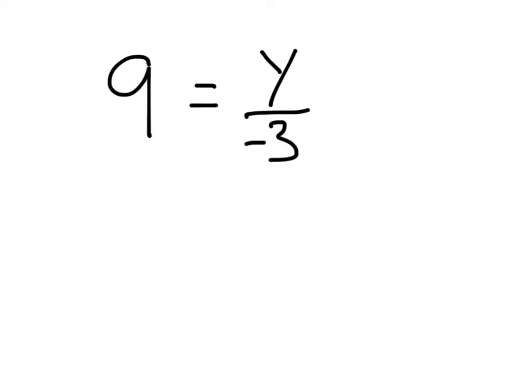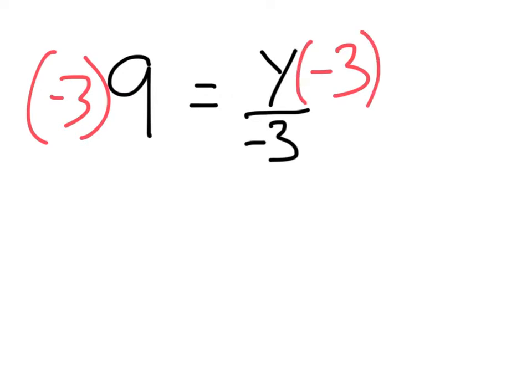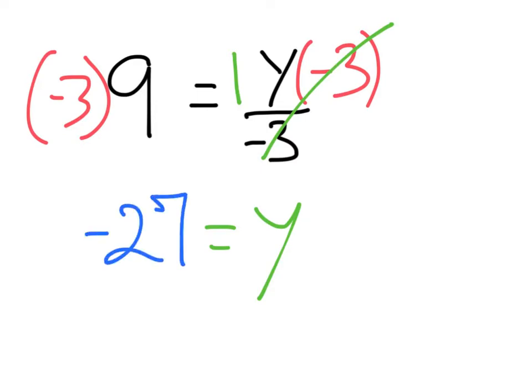Looks like we're going to be multiplying again to get the y by itself. So we're going to be multiplying the numerator by negative 3 and this 9 by negative 3. And so what I know is that these cancel out. So negative 3 divided by negative 3 is just 1, right? Or 1y. We can simply write y. And y is equal to what? Well, negative 3 times 9 is going to give us negative 27.